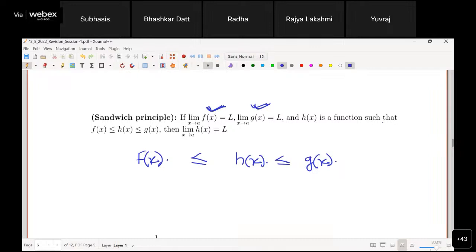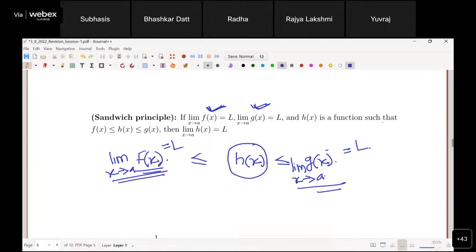So if I know that the limit as x tends to a of f of x is L, and the limit as x tends to a of g of x is also L, then just by knowing these two things, I can certainly say what the limit of this function at x equal to a will be, because as you can see, this function is basically in between these two things.